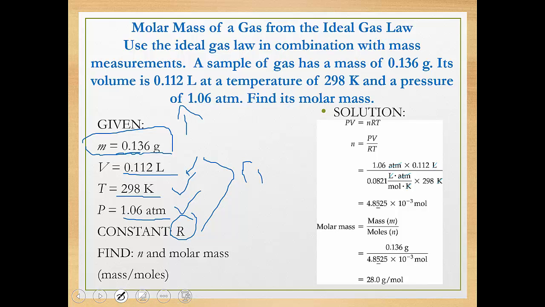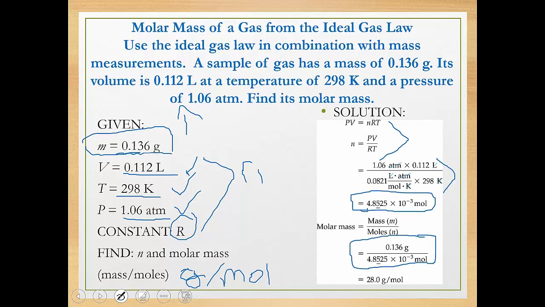If I know the number of moles and I know the mass, keep in mind molar mass is just the mass divided by the number of moles, so it's just grams divided by moles. I've been given the grams, so I just have to divide by the number of moles. Starting with the ideal gas law, I solve for n, number of moles, plug in everything, making sure the units are correct, and I find that I have this many moles of gas. Now, if I take the original 1.36 grams and divide it by that number of moles, I find the molar mass of the gas. It's 28.0 grams per mole for that gas.